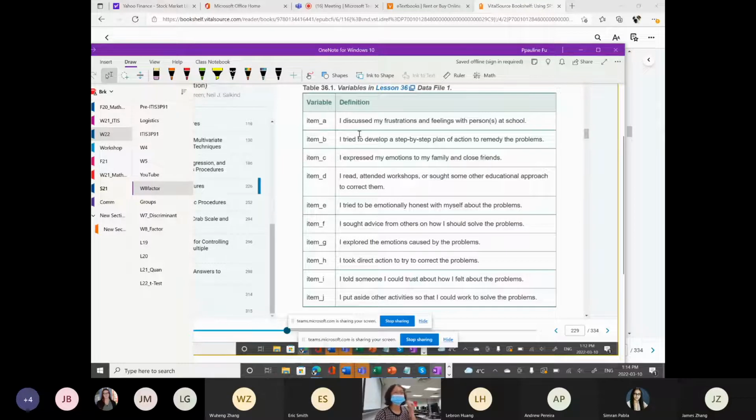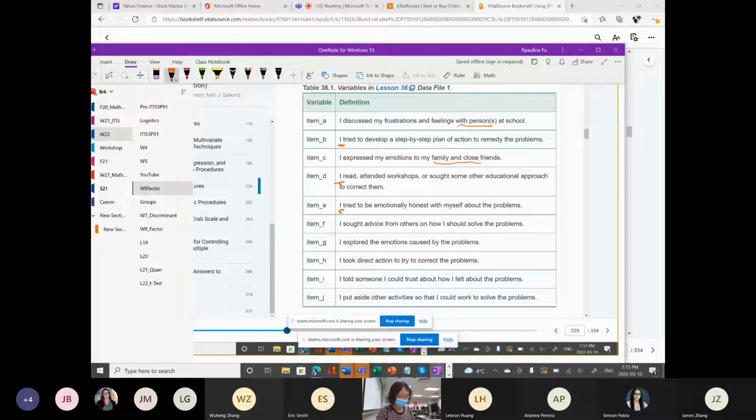Okay, let's do it together. For item A, I discuss frustrations with somebody. Item B, I try to develop step-by-step actions. So this is I, I try to do something. Item C, I express my emotions to my family and close friends. This is other people. Item D, I read, attend workshops, or seek other educational approaches. So this is I want to do something. Item E, I try to be emotionally honest with myself. This is I try, okay, this is self-directed.